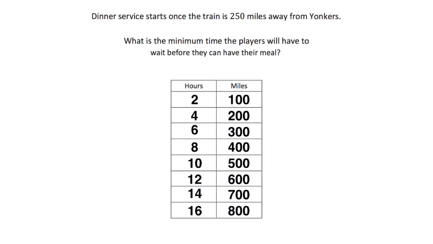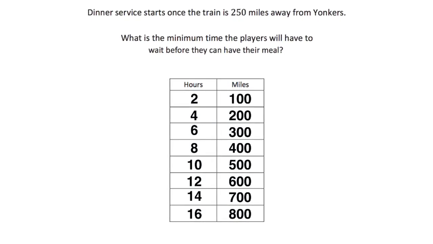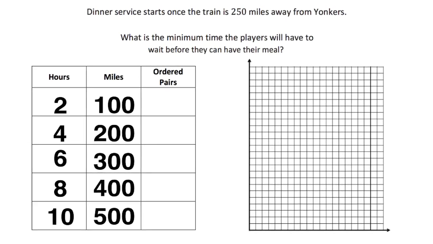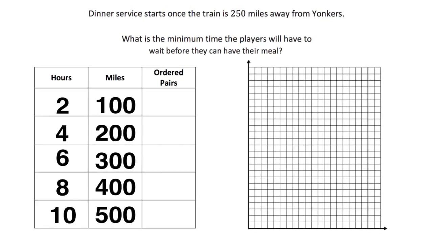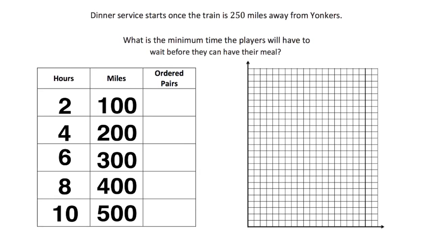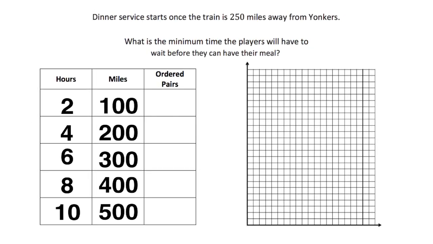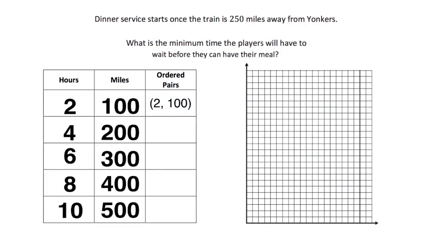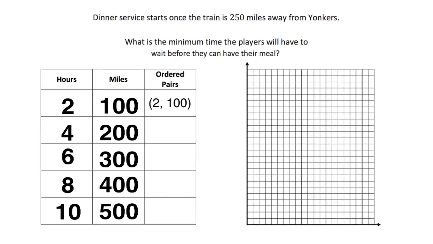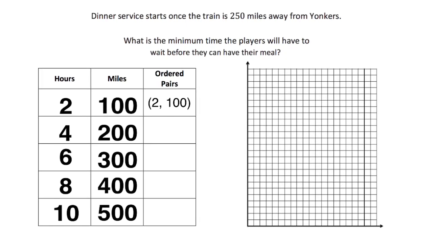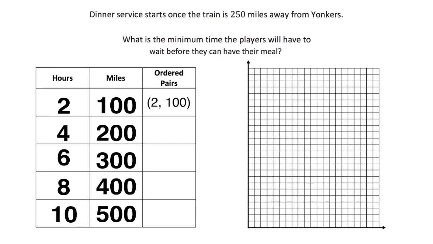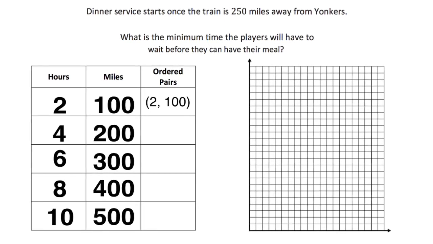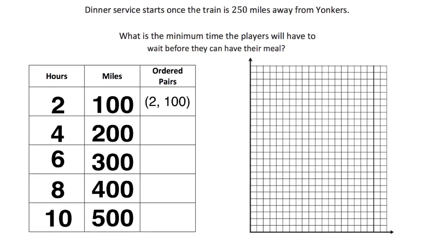Okay, 250 miles away from Yonkers is when the dinner service starts. We don't have 250 miles on our table. So this time we're going to use our information and plot it on a grid to see if we can find out where 250 miles will be in terms of time. And I'm going to take each of my set of values and start making coordinate points. So 2 hours to 100 miles would be an x coordinate of 2 and a y coordinate of 100. The reason I'm using hours for x is because time on a grid will always go on the x-axis.